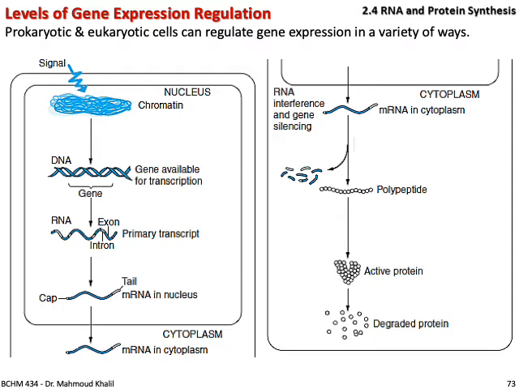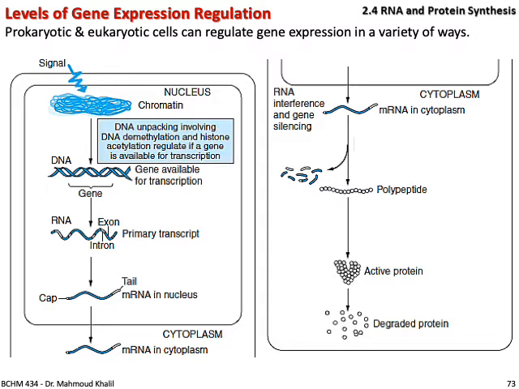The levels of gene expression. Gene regulation occurs on different levels. It's not only at the level of the nucleus, or the cytoplasm, or the translation. The first level is the regulation of gene expression while the DNA is unpackaged, involving DNA demethylation and histone acetylation, which regulate whether the gene is available for transcription. The second level is transcription regulation. This means to transcribe or not to transcribe the gene.